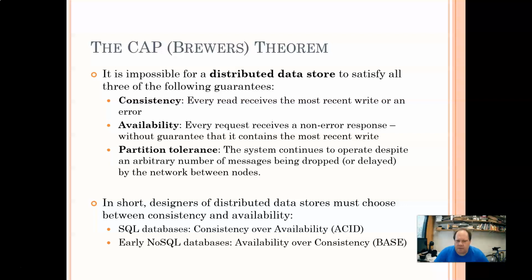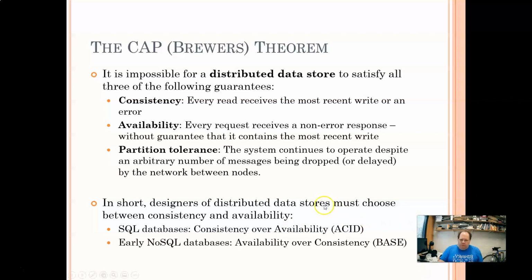The second guarantee says every request must receive a non-error response, without guarantee that it contains the most recent write. So these two are quite contradictory. Consistency says you must give the most up-to-date write, or you give an error. Availability says you must give a response, but it doesn't have to be the most recent value. And that's the trade-off that the CAP theorem talks about.